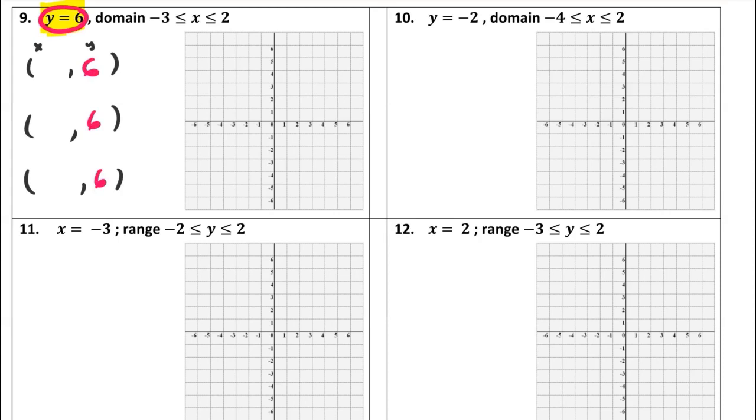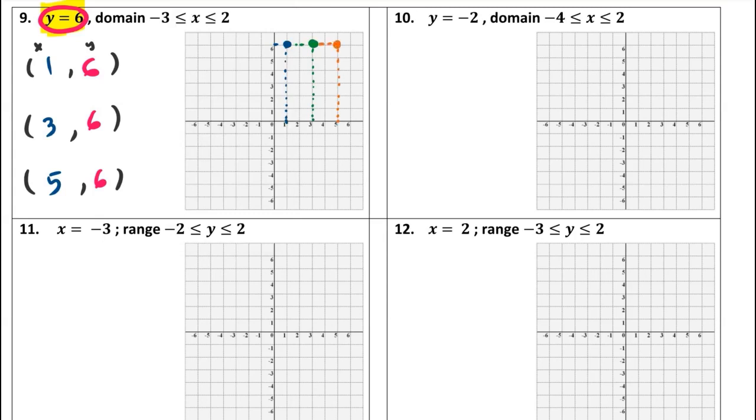So I'm going to fill in random numbers. Let's say 1, 3, and 5. Alright, so we have 1, 6: 1, you go up 6. So this is the point. And then 3, go up 6. And 5, up 6.